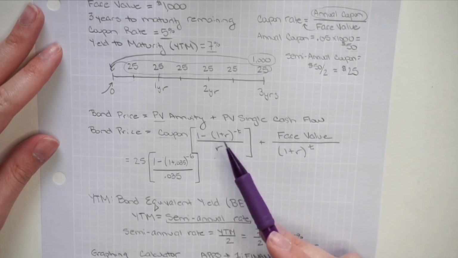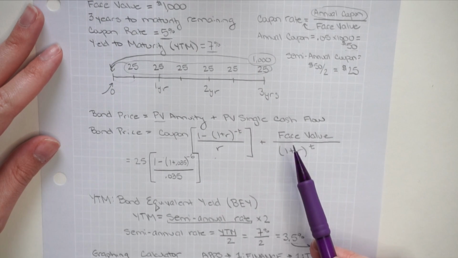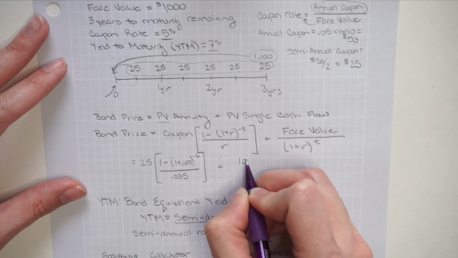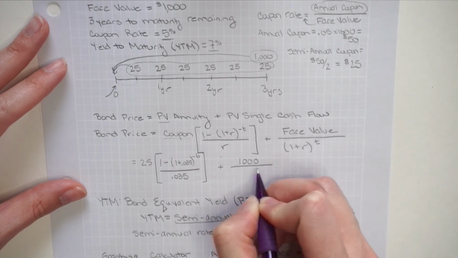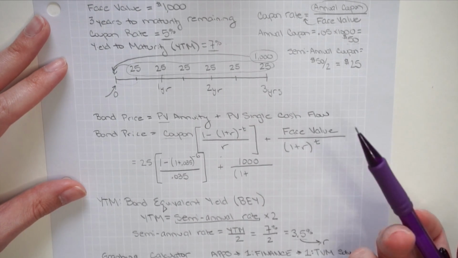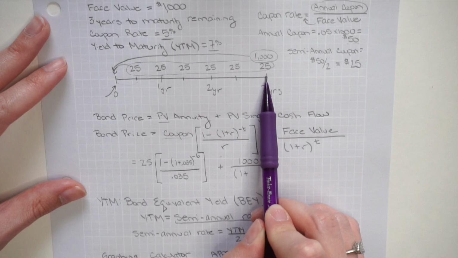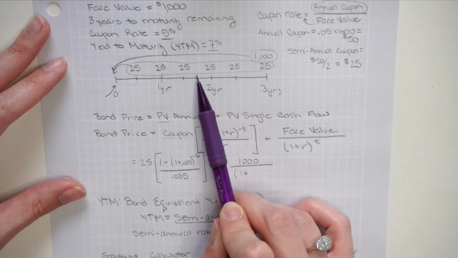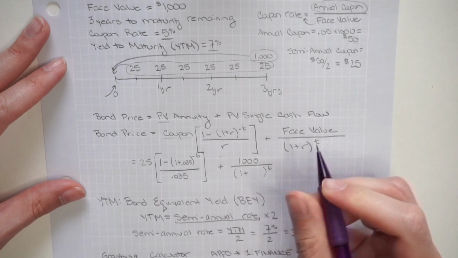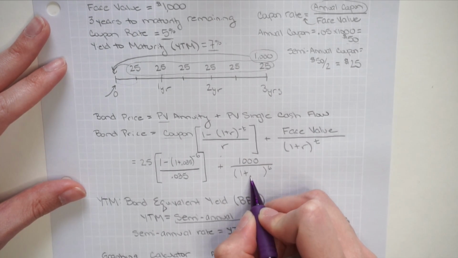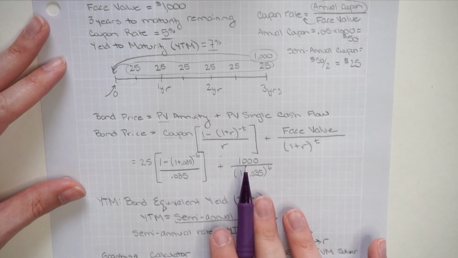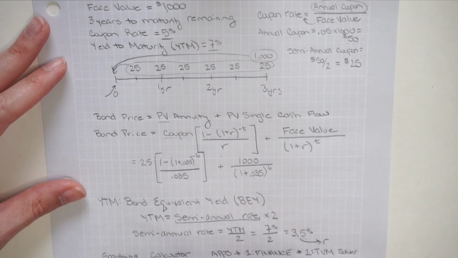Now that we've done the annuity, we're going to repeat the exact same thing for the single cash flow. So I'm going to add on my face value of 1,000 divided by 1 plus, and here again, I want to use that semi-annual compounding because I have a semi-annual rate. So I'm going to have 1, 2, 3, 4, 5, 6 periods. So my exponent will be 6. And then my 6-month rate is 3.5%. So in both of these equations, you want to be doing everything on a 6-month basis.